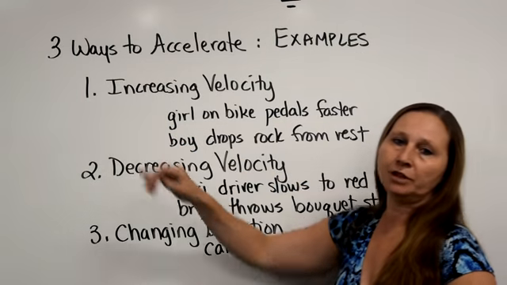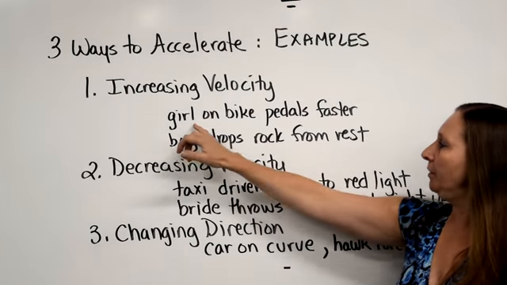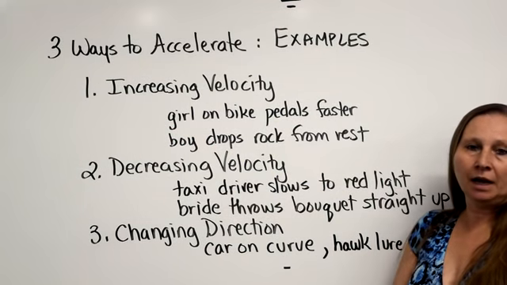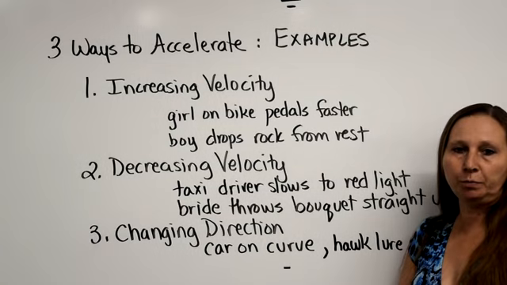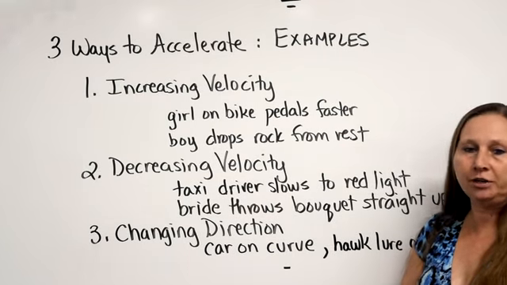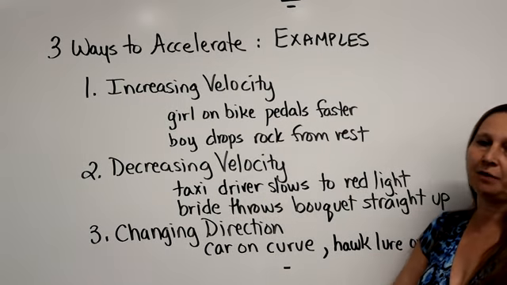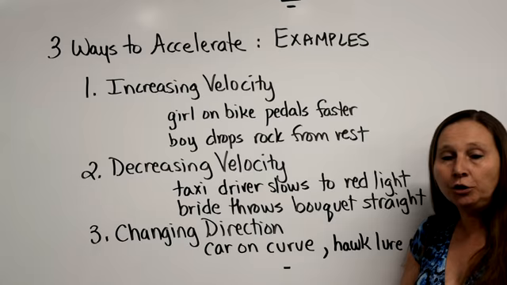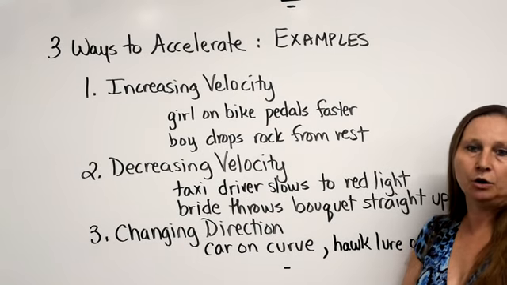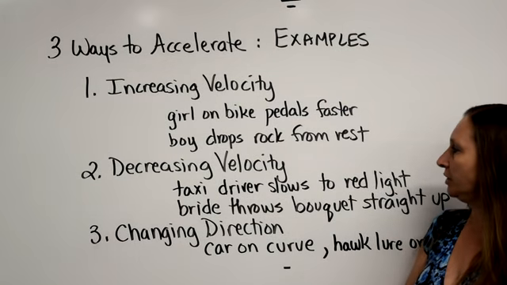If you are increasing velocity, one example would be a child on a bike, and the child is moving at a certain slow speed, and then a dog starts chasing the child, so the child pedals faster. The child has just increased his or her speed, or increased his or her velocity.